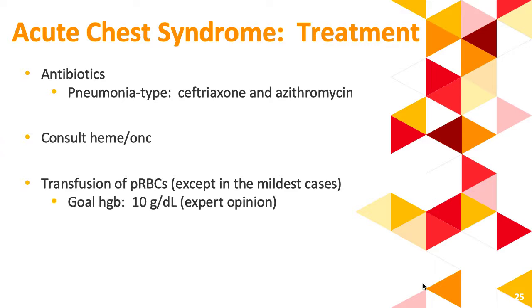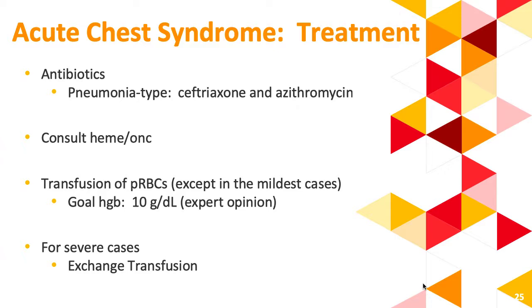This is not based upon evidence, but you should probably aim for a hemoglobin of about 10. That's what expert opinion would say as far as how to give a simple transfusion to an acute chest syndrome patient. And then for severe cases, this is not super well defined what severe is, exchange transfusion. Certainly if you are putting the patient on a ventilator, or if you're intubating the patient, that's severe. If the patient's in like septic shock, that's severe.